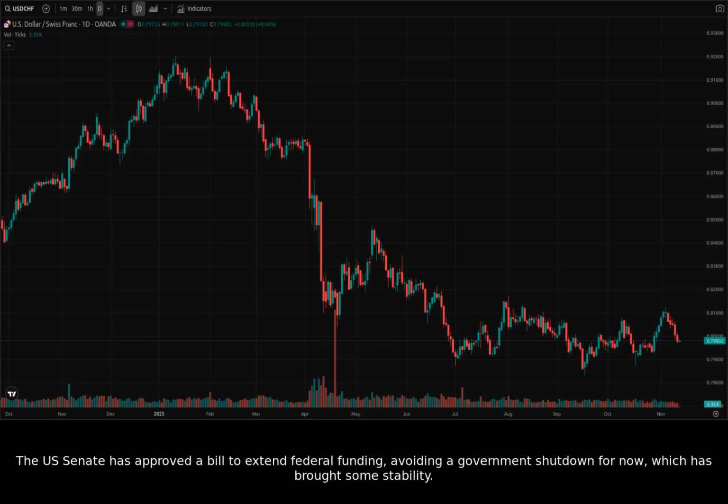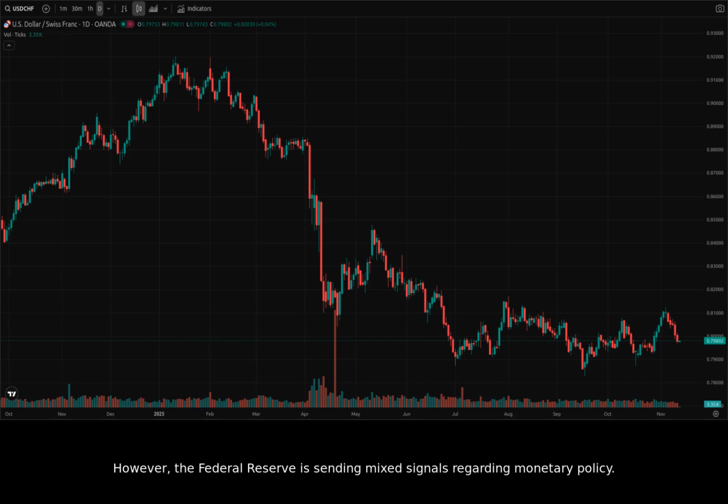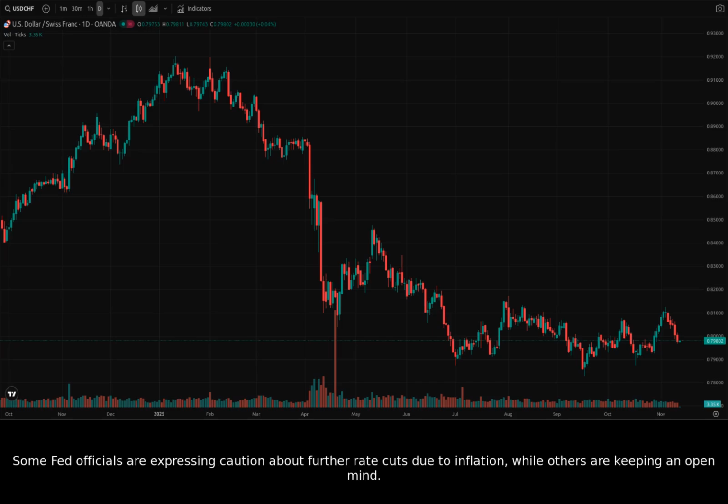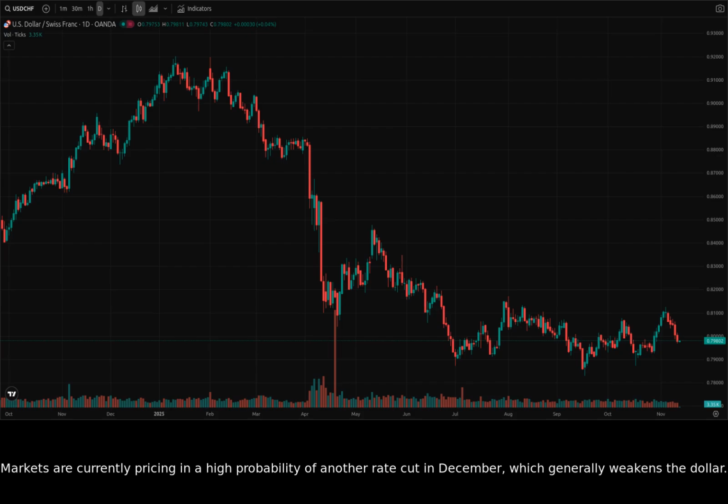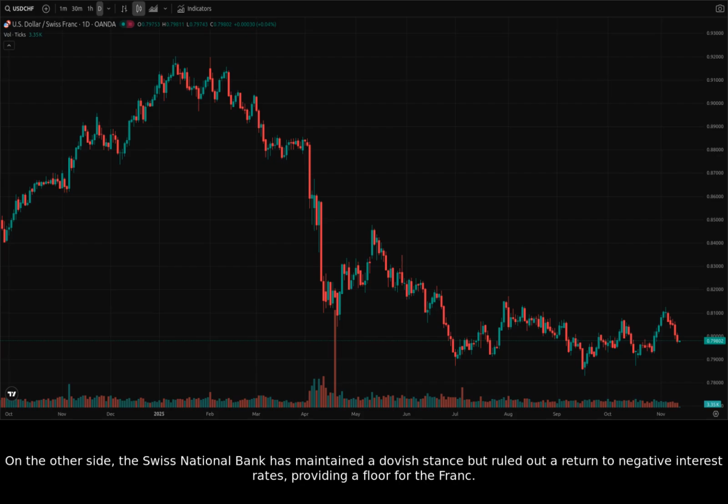The U.S. Senate has approved a bill to extend federal funding, avoiding a government shutdown for now, which has brought some stability. However, the Federal Reserve is sending mixed signals regarding monetary policy. Some Fed officials are expressing caution about further rate cuts due to inflation, while others are keeping an open mind. Markets are currently pricing in a high probability of another rate cut in December, which generally weakens the dollar. On the other side, the Swiss National Bank has maintained a dovish stance, but ruled out a return to negative interest rates, providing a floor for the franc.